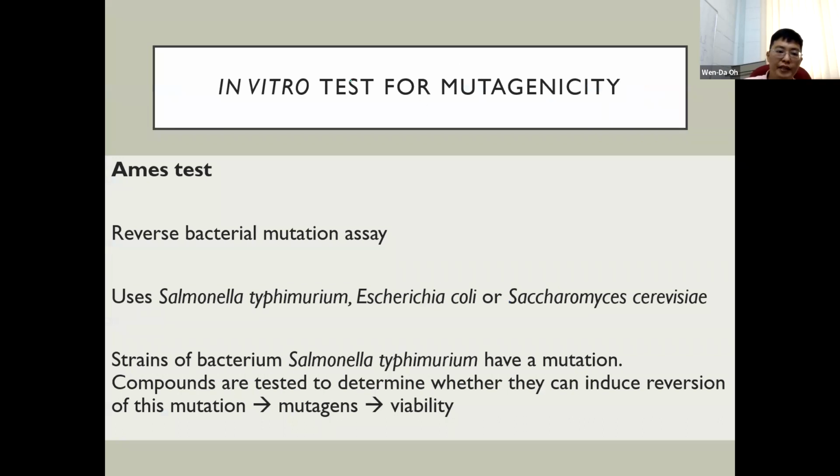So Ames test. This is one of the famous tests used. This is what we call a reverse bacterial mutation assay, which means that we use a certain bacteria, and this bacteria has a certain mutation that makes them not able to grow. So we are actually using a bacteria that has certain defects in their DNA.